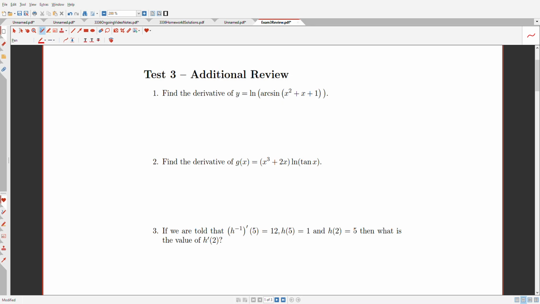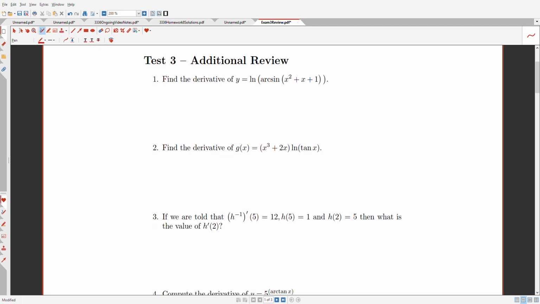I'm just going to mostly work on this, commenting when I need to, which is for a lot of the problems, but not all of them. Okay, so let's just get started here. For question 1, we're just being asked to take a derivative of a kind of ugly function.